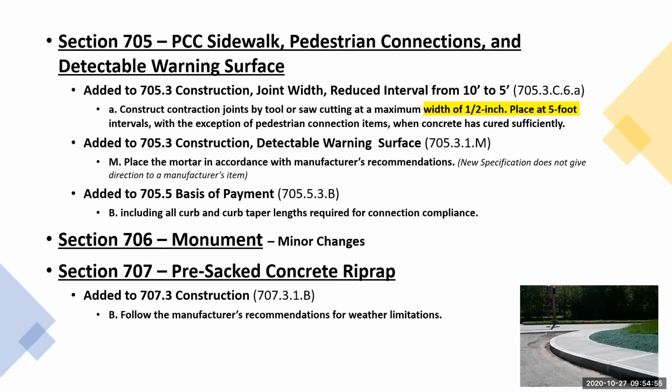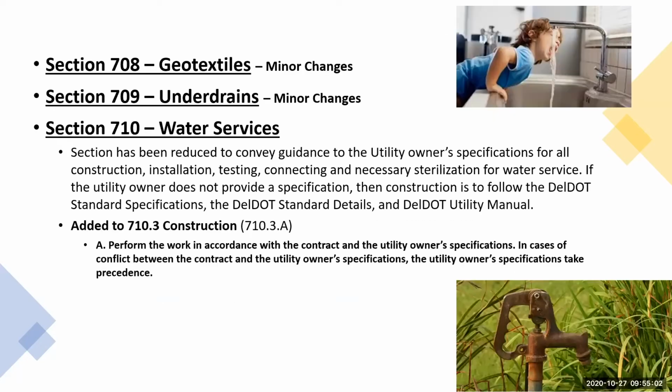So with that, got a couple more here. 708 and 709, just minor changes, geotextile and under drains. 710 and 711, and this is the water services and utility services. The section's been reduced to convey guidance to the utility owner specifications. So once again, we're going to defer to the utility owner.